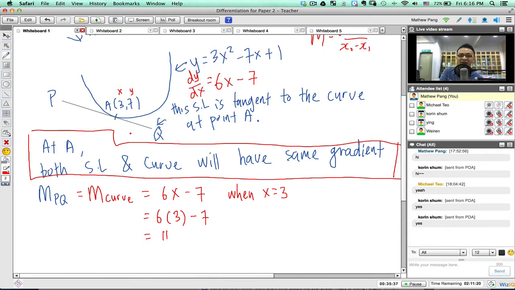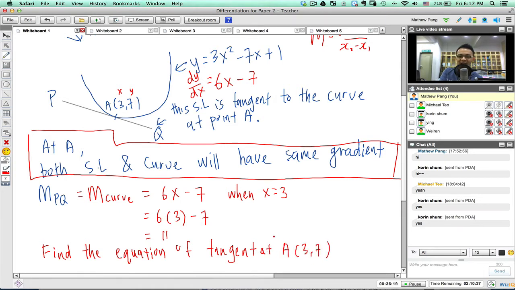Then you can easily find the equation of PQ, right? But in this chapter, they won't say something like find the equation of PQ. They will ask you to find the equation of the tangent. So when the question says find the equation of tangent, what is the meaning? It means they want to find this straight line PQ, because this straight line PQ is tangent to the curve. Whenever they say find the equation of tangent when the curve touches the straight line at A, or find the equation of tangent at point A, at A (3, 7), they are asking you to find this equation.